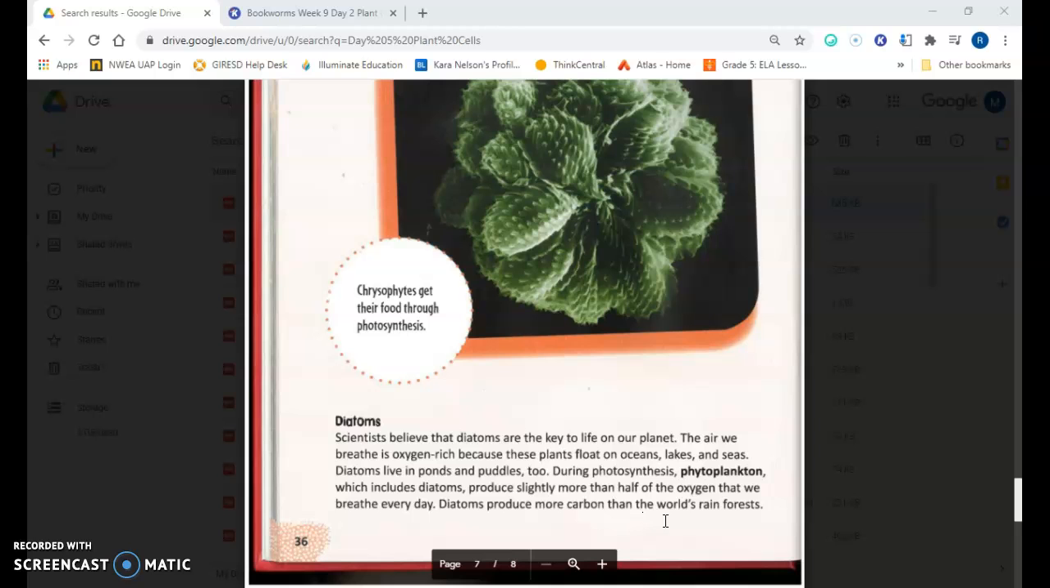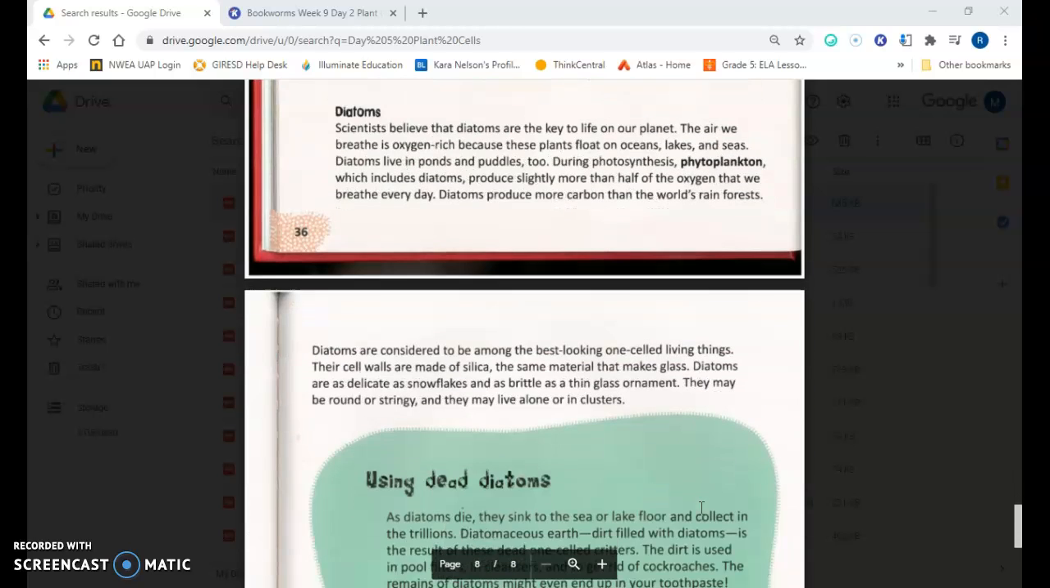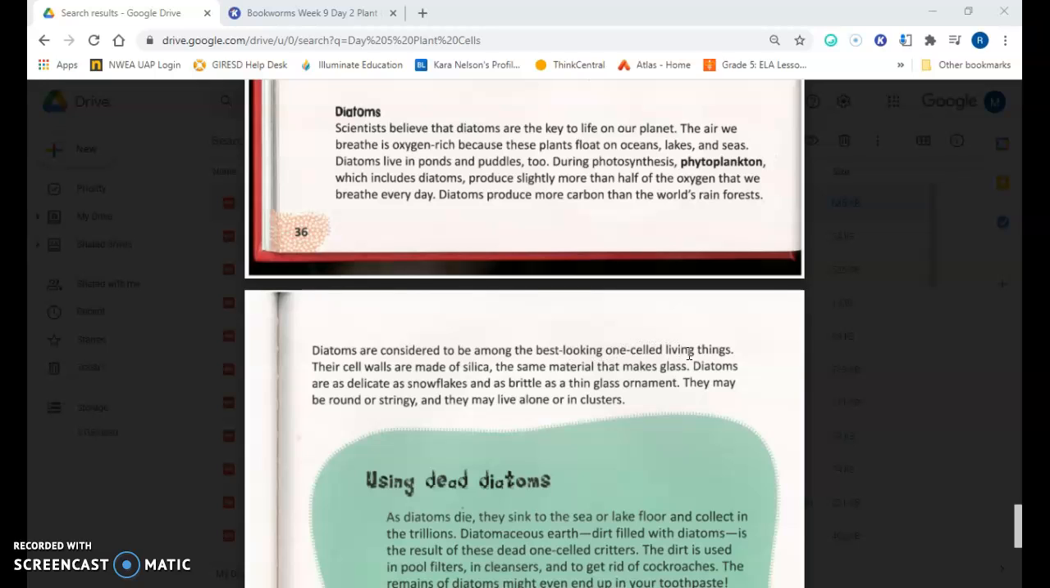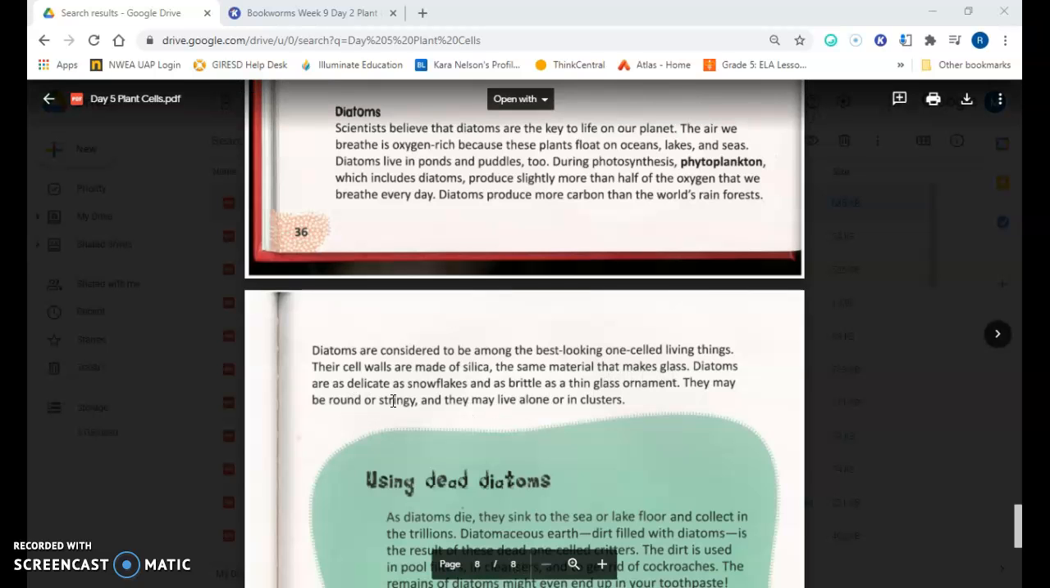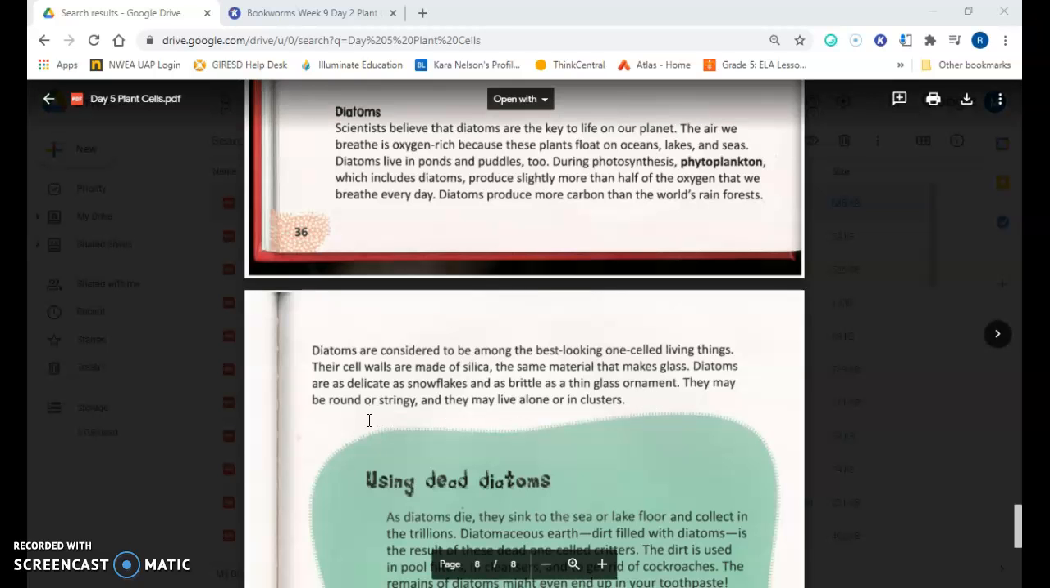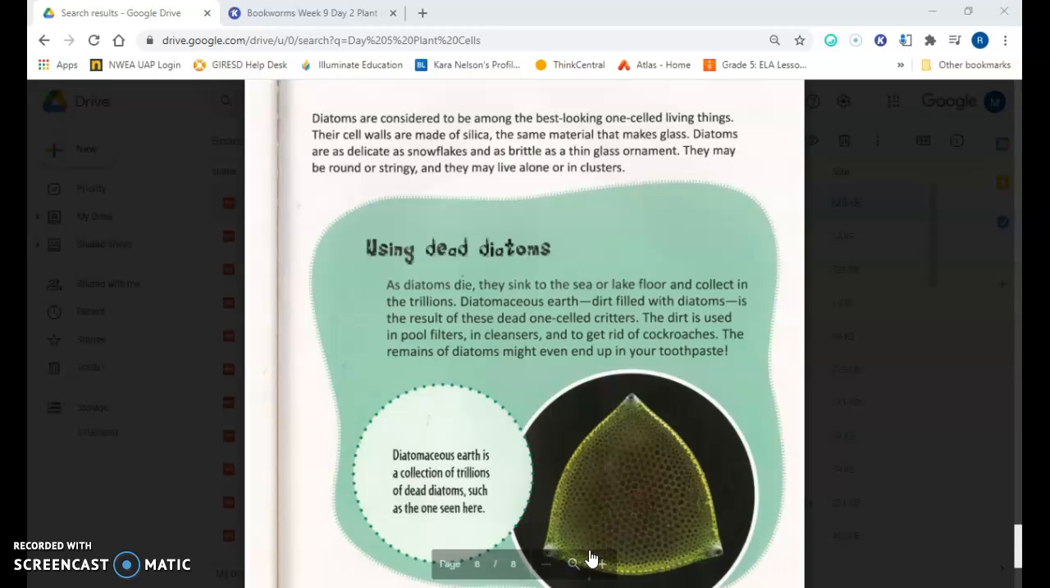Diatoms produce more carbon than the world's rainforest. Diatoms are considered to be among the best-looking one-celled living things. Their cell walls are made of silica, the same material that makes glass. Diatoms are as delicate as snowflakes and as brittle as a thin glass ornament. They may be round or stringy, and they may live alone or in clusters. And here's a picture of a diatom here.